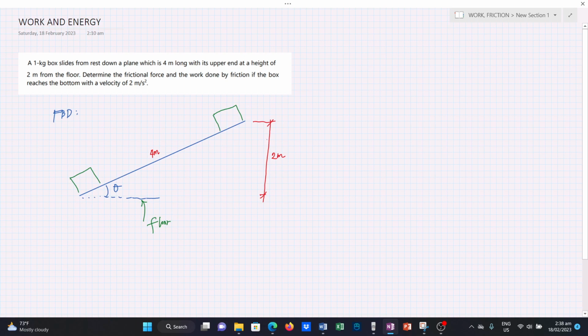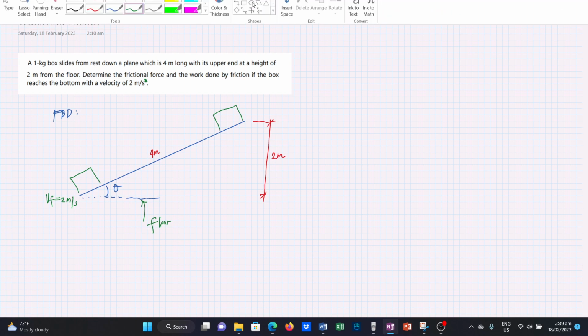Tapos, may plane dyan, 2 meters from the floor. Okay? So, sabi dito, determine the frictional force and the work done by the friction if the box reaches the bottom with a velocity of 2 meters per second. So, hindi siya 2 meters per second squared. So, alisin nyo yan. 2 meters per second lang siya. So, therefore, ang final velocity dito is 2 meters per second.